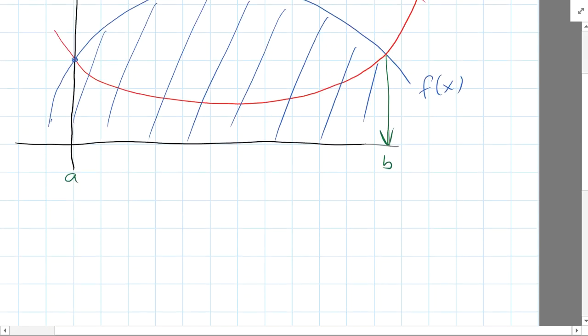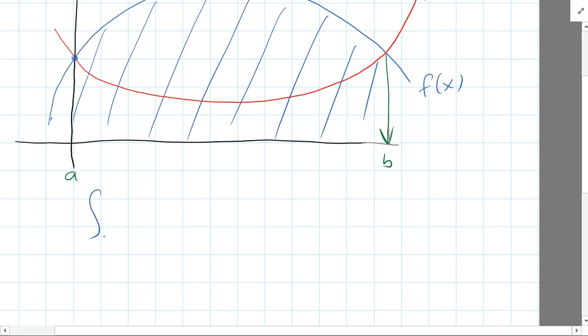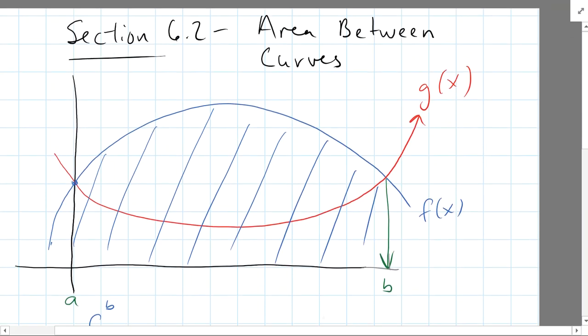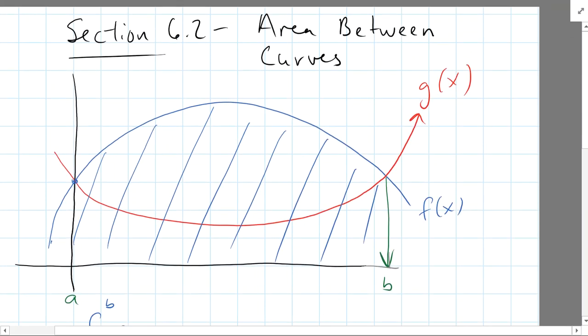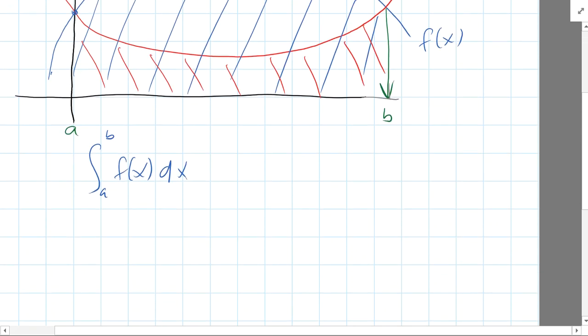And how do we find that area? That would be the integral from a to b of f of x dx. Agreed? Yep. And then could I find the area under the curve for g of x? Yeah. That would be this area. And if I find that area, is that the integral from a to b of g of x dx?